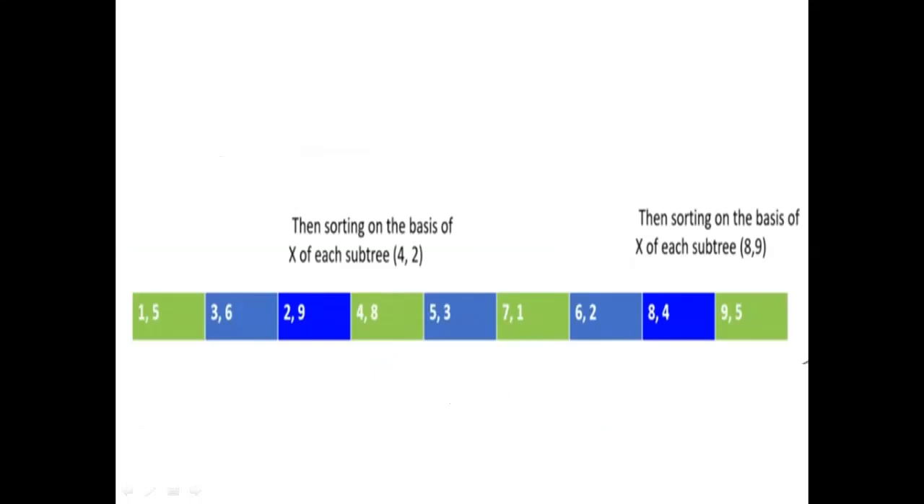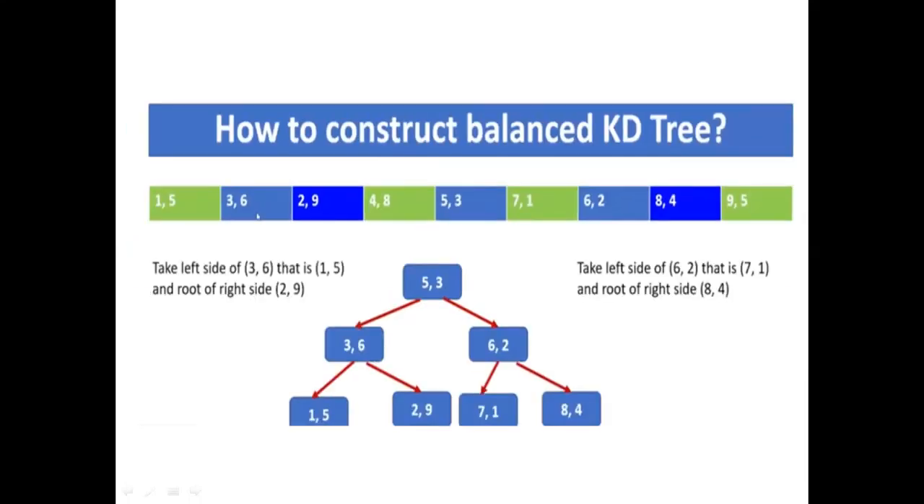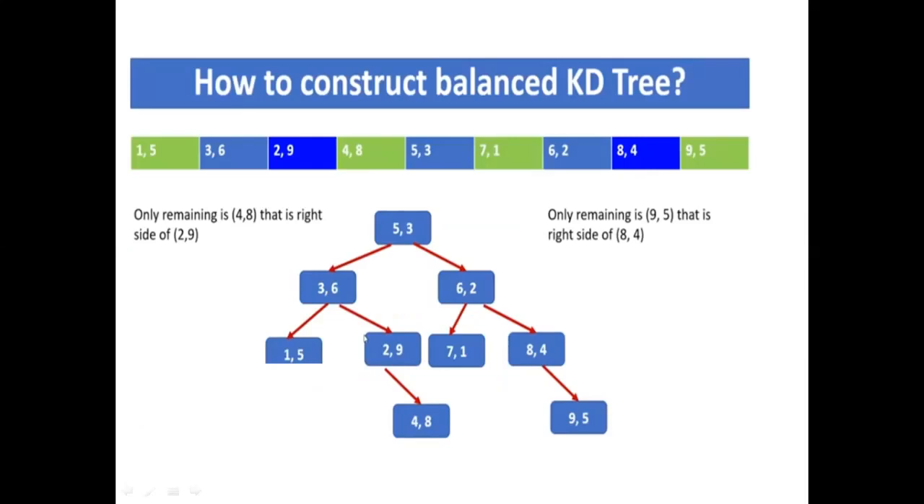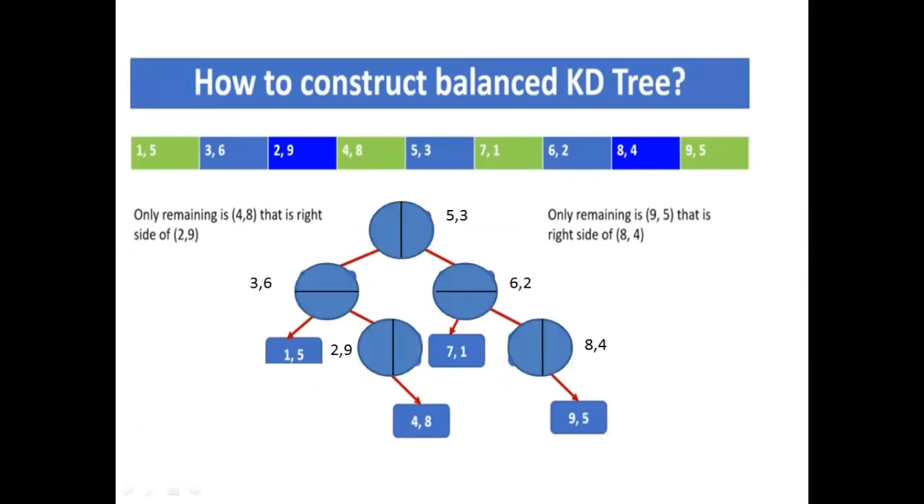Now the points that remain are 4, 8 and 9, 5. So 4, 8 is a single point to the right of 2, 9, and 9, 5 is a single point to the right of 8, 4. So they directly get added to the tree. As you can see, 2, 9's right will be 4, 8 and 8, 4's right will be 9, 5. This is how we construct the tree.